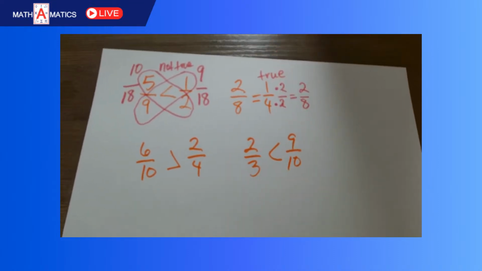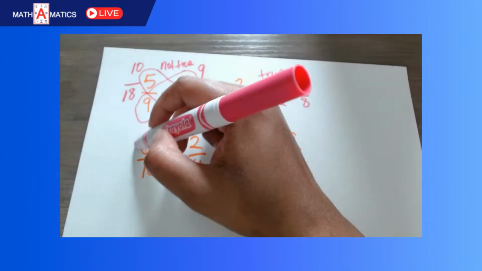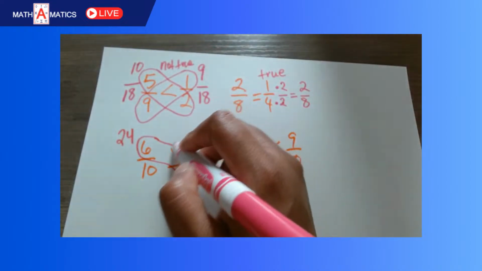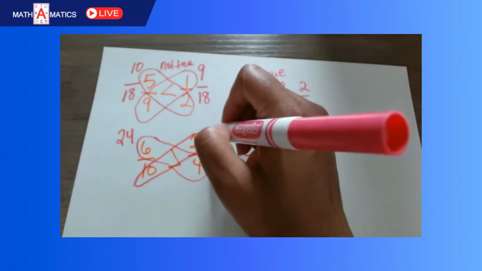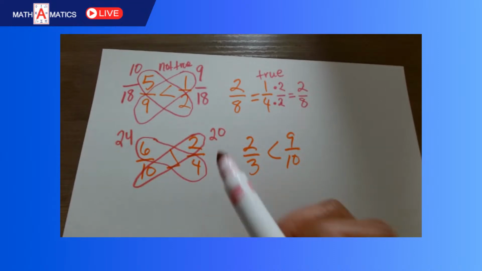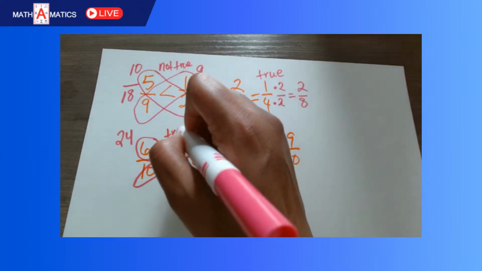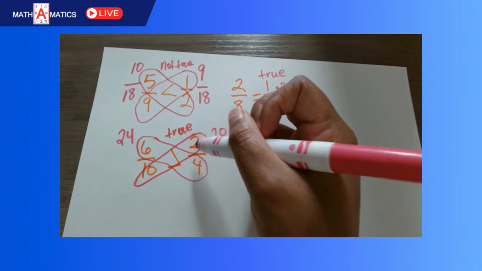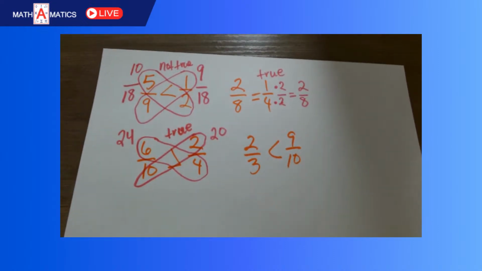Okay. And so I'm going to do the same thing. I'm going to butterfly this one. So we get 24 and we get 20. 24 is greater than 20. That is true. So this means that 6/10 is greater than 2/4. And that also is true if we made a diagram. Your student could actually draw this out and make a model to show that this is true as well.